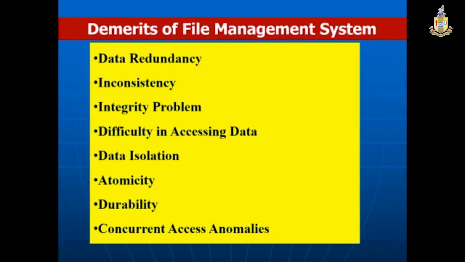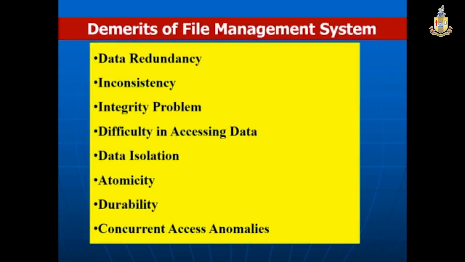Then integrity problem. Integrity means the data must satisfy some conditions. For example, if you are taking gender, it may be male, female or transgender. Suppose mark should be greater than or equal to 0 and less than or equal to 100, with maximum mark 100. If I put 120, that mark is going to be meaningless. So integrity problem: integrity means data must satisfy some condition.